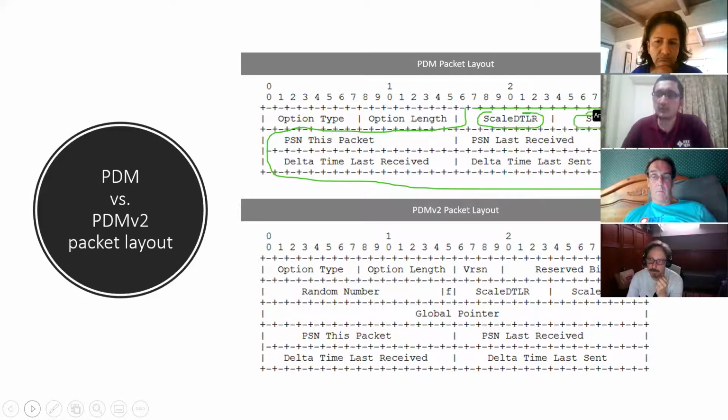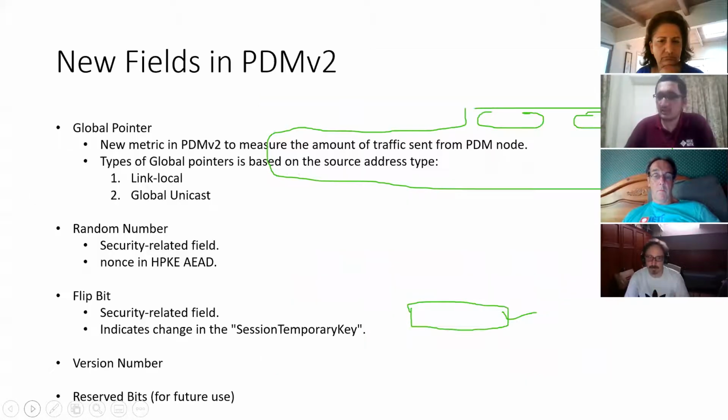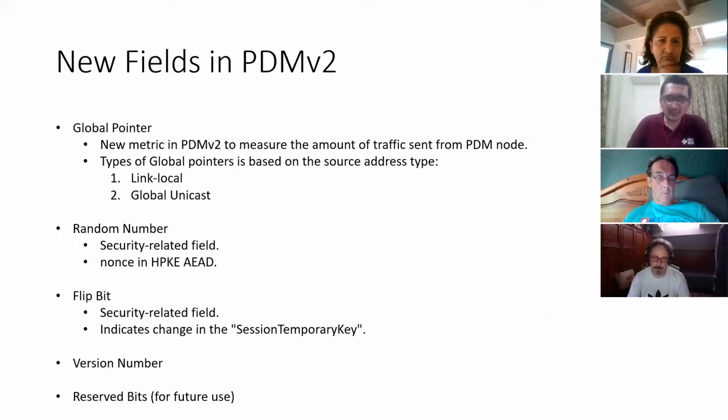These are with respect to a 5-tuple, a flow, but the new global pointer we have, it's with respect to the source address type, and the rest of the fields remain same. So this is with respect to the source address type. And we have the link local and global unicast addresses for source address type when we consider global pointer. Okay, yeah. So thanks, Nalini, for going to the next slide.